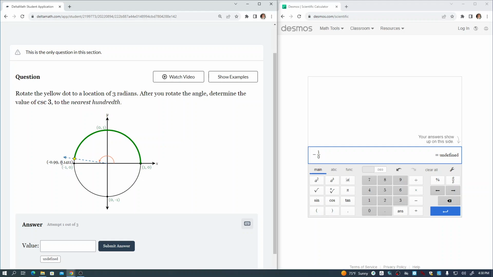So what I would think is, okay, sine is y, this 0.1411, but I need to have 1 divided by that. So I would do 1 divided by 0.1411. That would give me the reciprocal, and it would be 7.09 because the next digit's a 7. And that would be it.